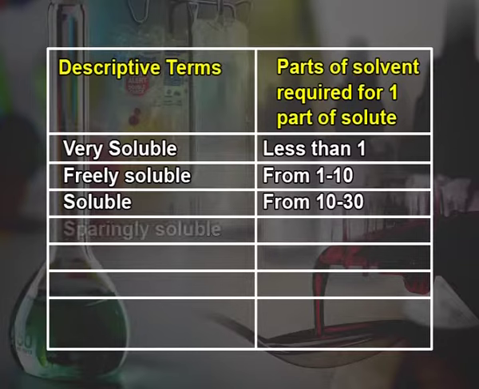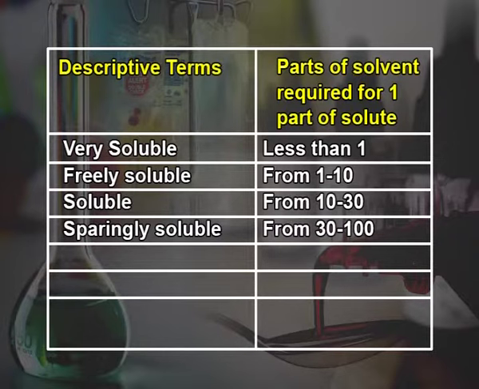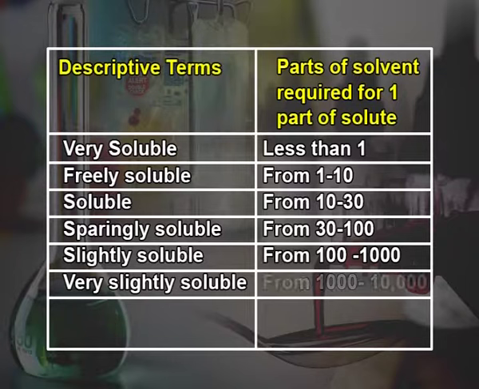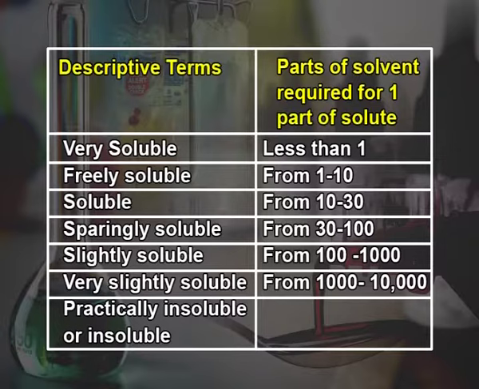A material is known as sparingly soluble when 1 part of solute dissolves in 30 to 100 parts of solvent, and slightly soluble when 1 part of solute dissolves in 100 to 1000 parts of solvent. Very slightly soluble is when 1 part of solute dissolves in 1000 to 10,000 parts of solvent, and practically insoluble when 1 part of solute requires more than 10,000 parts of solvent.